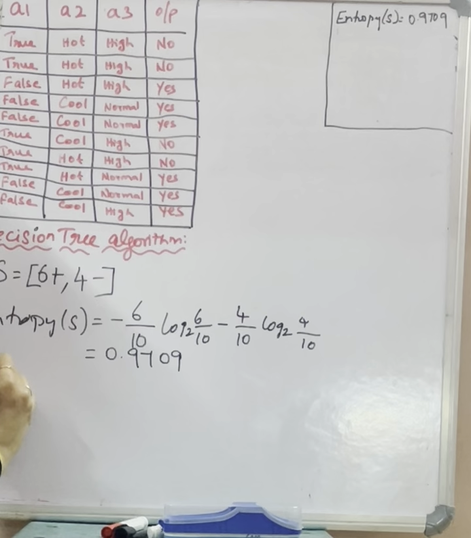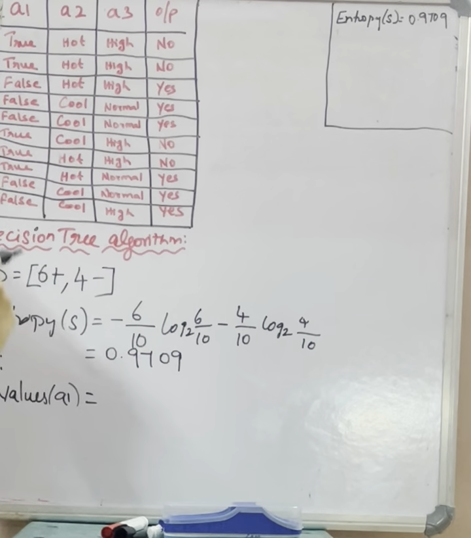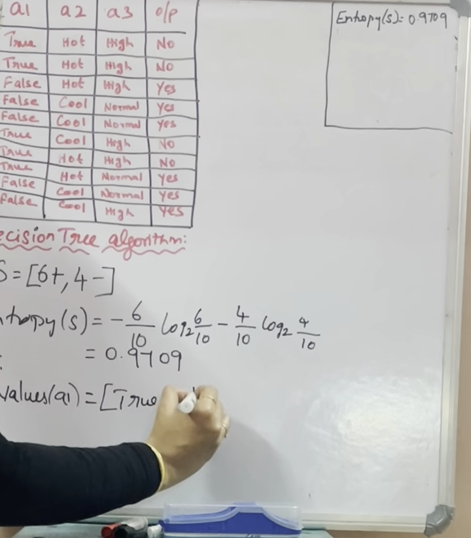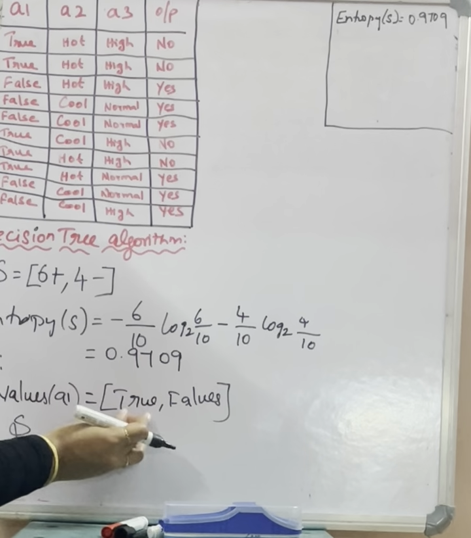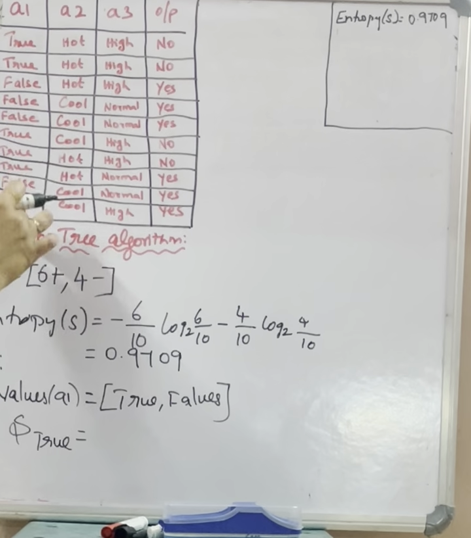So first we will check with the attribute A1. What are the values of A1 we have here in the table? We have 2 values, true and false. In this we have to check the entropy of each and every attribute value. So here we will go with S true with respect to the A1 attribute. You have to check all the true values. So we have 1, 2, 3, 4, 5. We have 5 true values in A1.